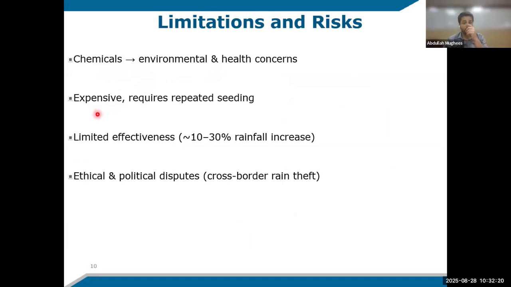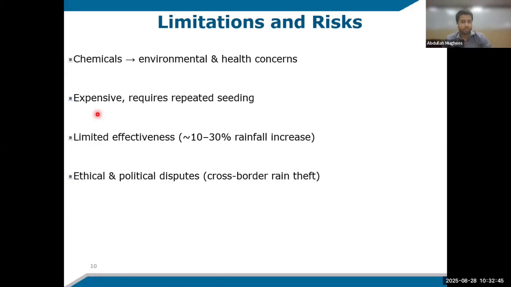And yes, it is very expensive, and we cannot just seed it once. We may have to try it multiple times to ensure that the spray was good, accurate, and indeed on top of that cloud. So to have the maximum probability of success, we do have to repeat it again and again. And yes, it is indeed expensive.